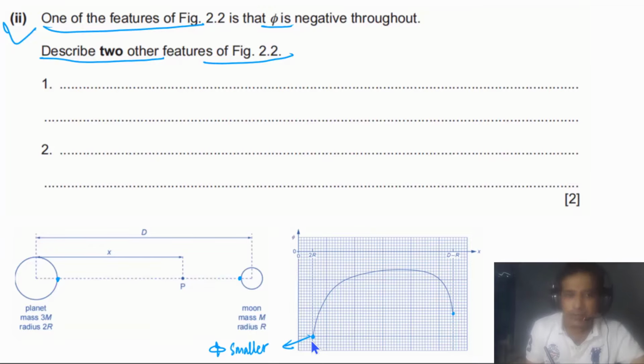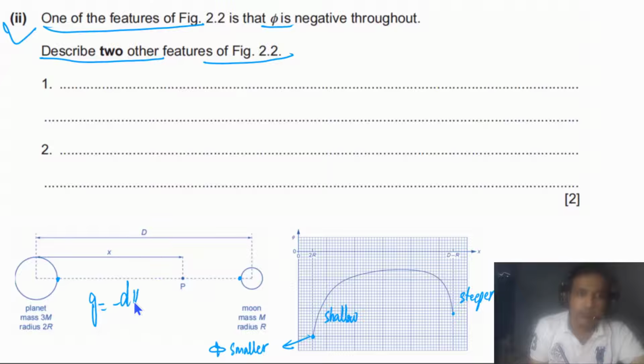If you look at the gradient at this point, and we look at the gradient at this point, this gradient is also shallower. So the gradient at the surface of the planet is shallow, and this one is steeper. And we have already discussed that G is equal to negative dV by dr. So if the gradient is greater, it simply means that G is higher.